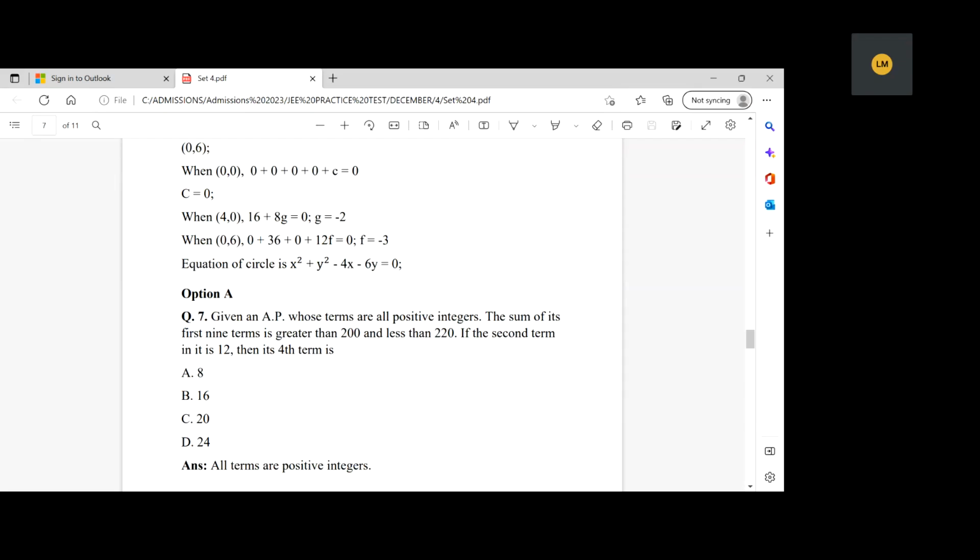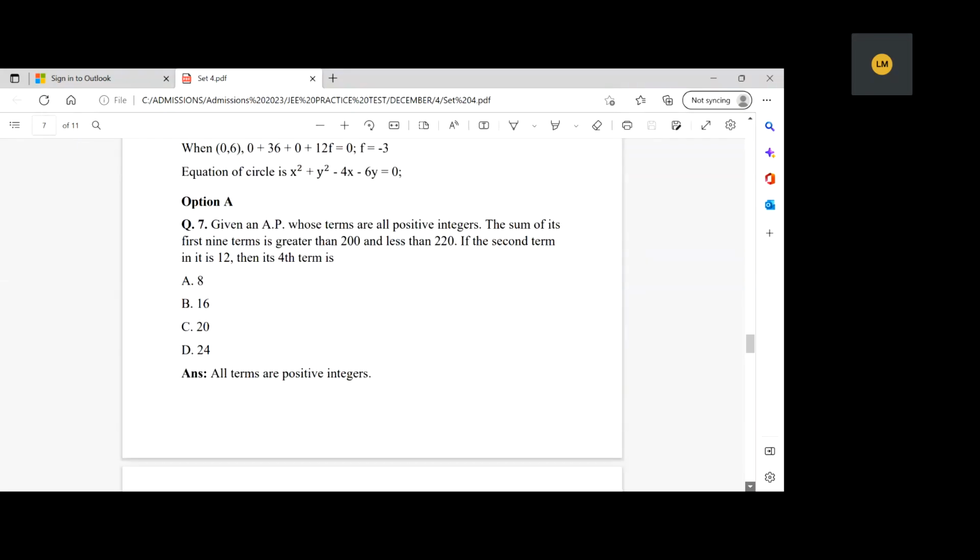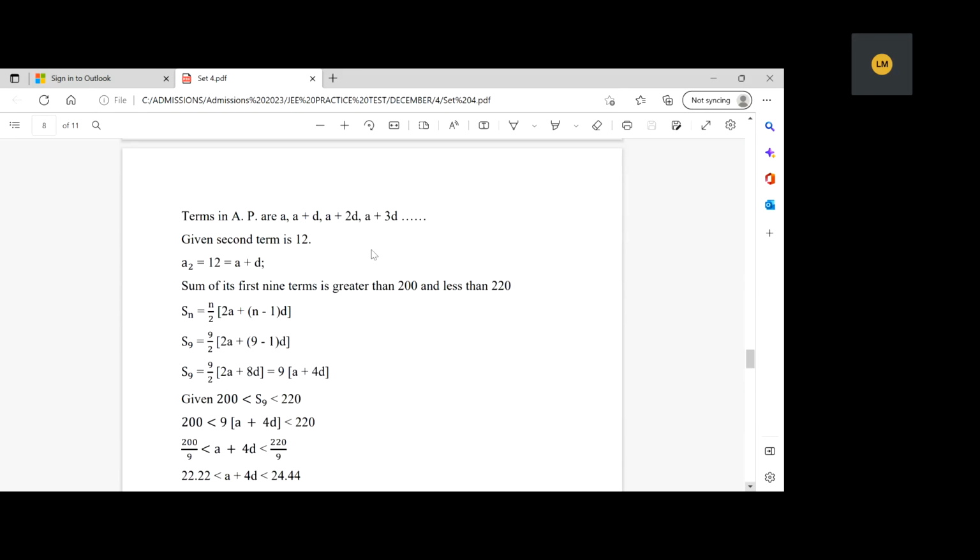So yes, I think almost everyone here has typed the answer. Okay, there is C, there is A, there is B. So let's check how we are going to solve this question. Yes. So you all know this logic, right? So how the arrangement happens, how the terms are. It's A, A plus D, A plus 2D, A plus 3D, etc. And they have given the second term as 12, which is A plus D is 12.